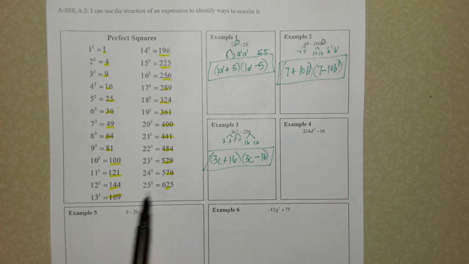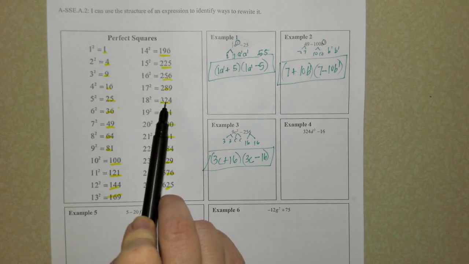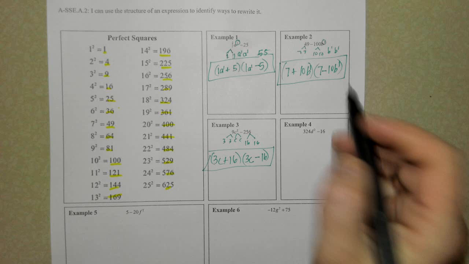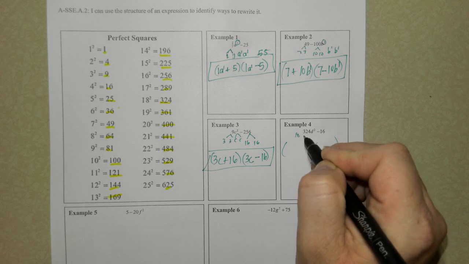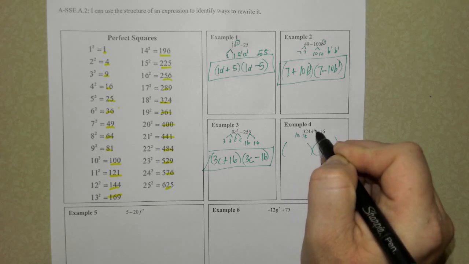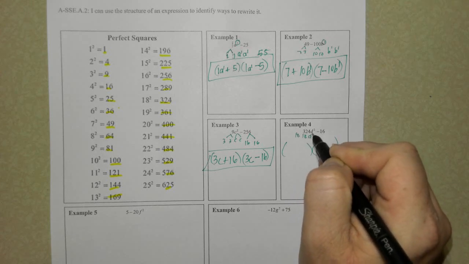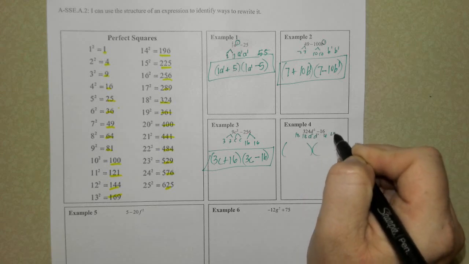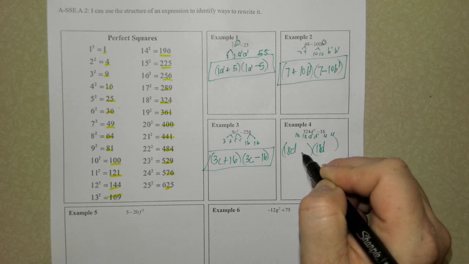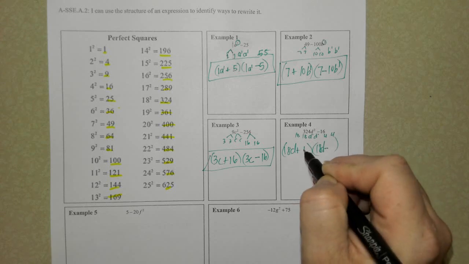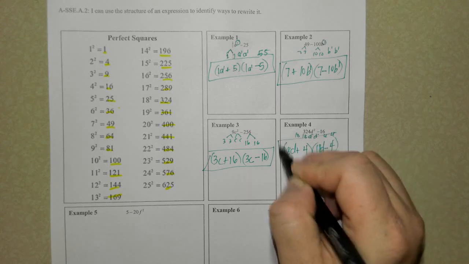324 and 16, are they both on the list? 324 and 16, okay? This breaks into, 324 breaks into 18 and 18. D squared, the square divided by 2 is a d to the first and d to the first, and 4 and 4. So 18d to the first, 18d to the first, plus and minus a 4 and a 4.